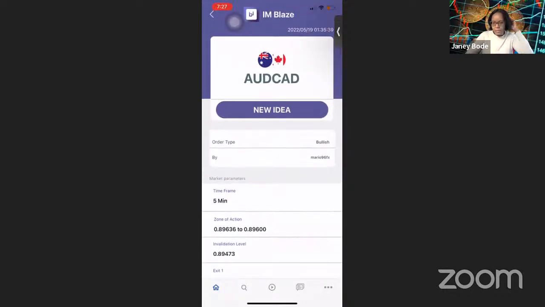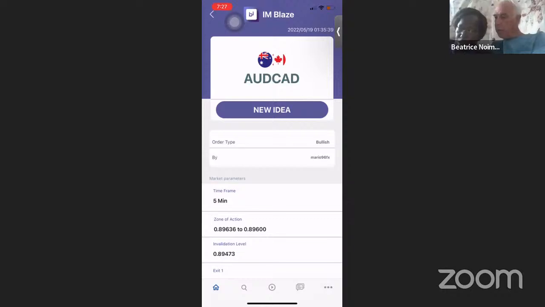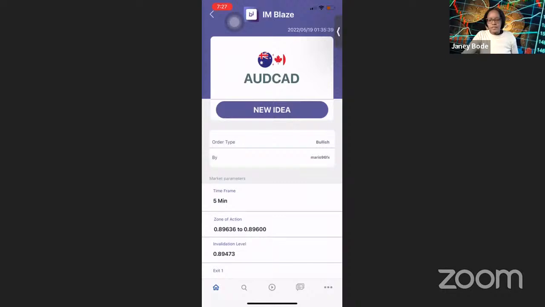Can somebody tell me, or everybody chat in there, IM Blaze, what brokers can we use? Where do we take IM Blaze trades? Type it in the chat room. MT4. Yes. Okay. Can you just take trades in MT4 without having a broker attached to MT4? Awesome.